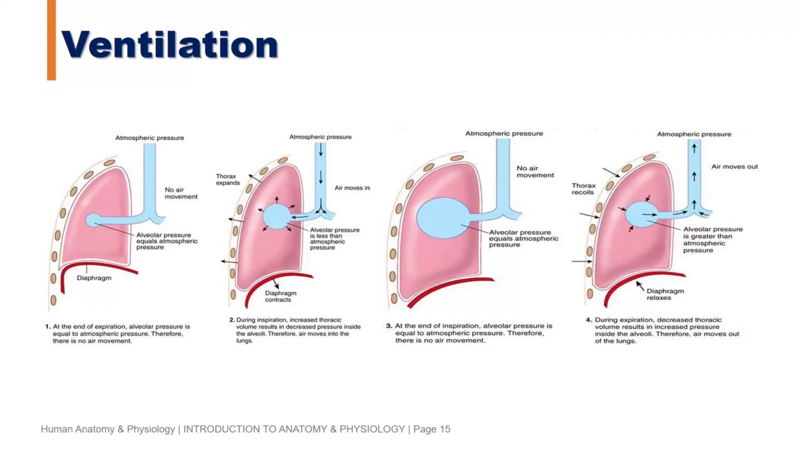And then, at number three, at the end of inspiration, alveolar pressure is equal to the atmospheric pressure. Therefore, there is no air movement. During expiration, a decreased thoracic volume results in increased pressure inside your alveoli. Therefore, air moves out of the lungs. So, your lungs are like a balloon that would either expand or contract due to the differences in the atmospheric pressure.